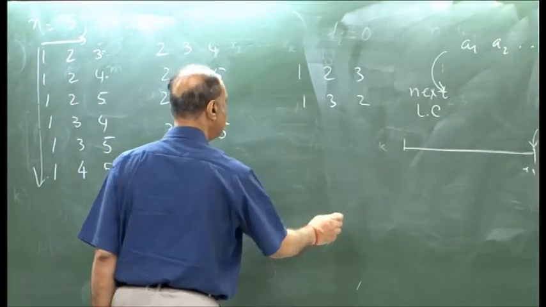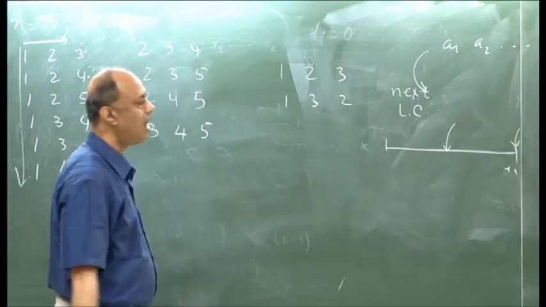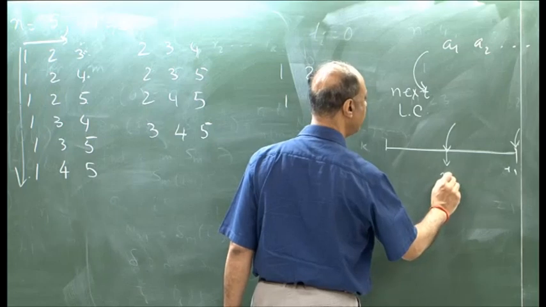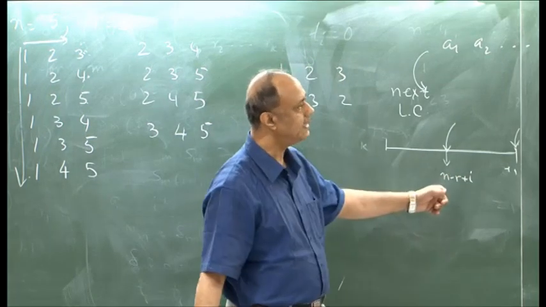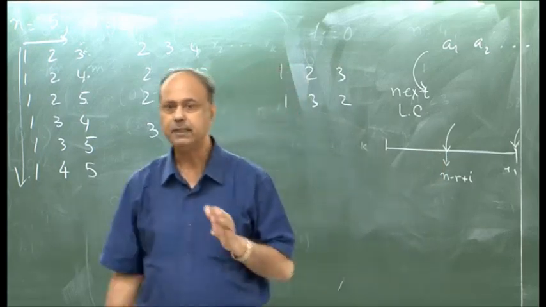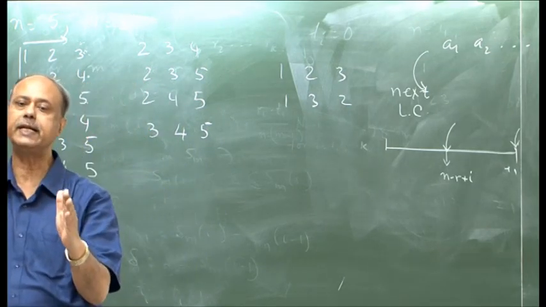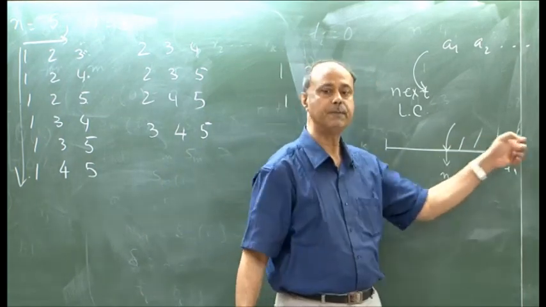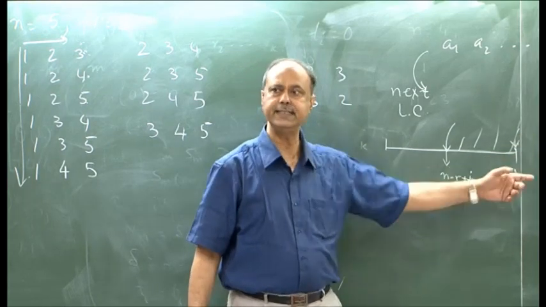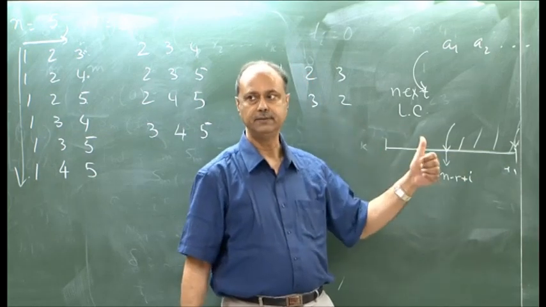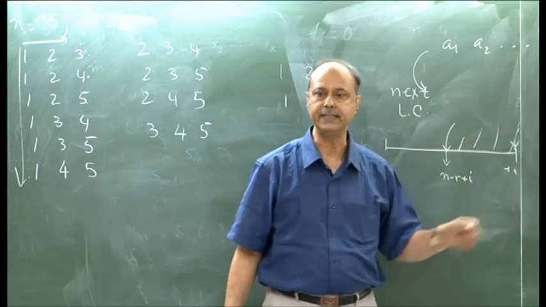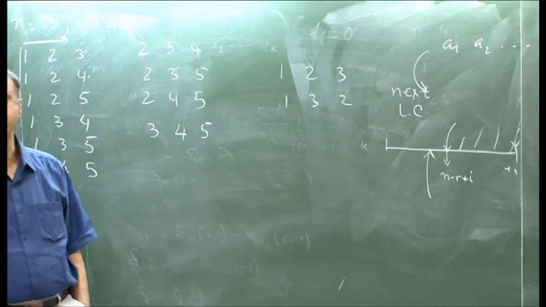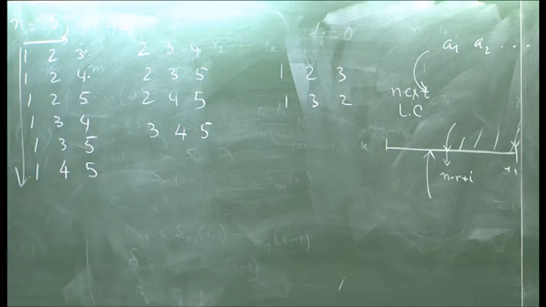Now, suppose the ith element has attained its maximum. What does it mean? That this value is n minus r plus i. It has attained its maximum at the ith position. Remember that if the ith position attains its maximum, all the following elements also attain their maximum. This is maximum, this is maximum, this is maximum. If this is maximum, then all of them are maximum, because this is increasing order and each is one short of the previous one. So if it has attained maximum, then this will attain maximum, this will attain maximum and so on. What it means is that the previous element, the i minus 1th element, has not attained its maximum.